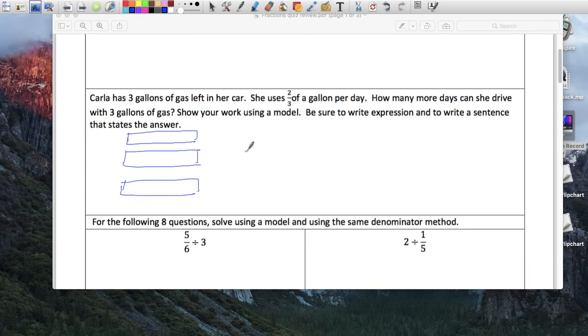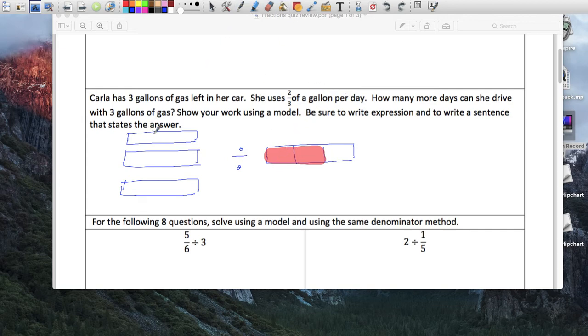How many more days can she drive with 3 gallons? So this is what she has, 3 gallons. And every day she uses this much gas, 2/3 of a gallon. So whether she goes to work, wherever she's going, she uses this much every day, 2/3 of a gallon. Actually, she doesn't drive that far. It depends on the car. Anyways, so we want to split into what?